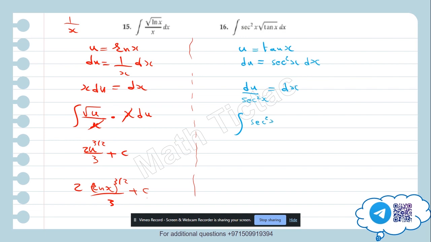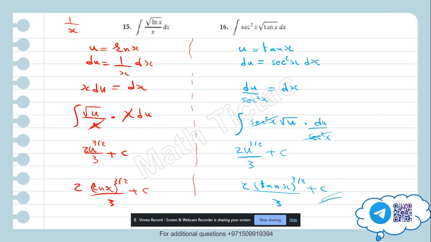Sec square x square root of u dot du over sec square x. So now square root of u, so the integration of that is u to the power 3 over 2 over 3, and this is the 2 plus c. Now just write your assumption back. So 2 multiplied by, in here, tan x to the power 3 over 2 divided by 3, then plus c.